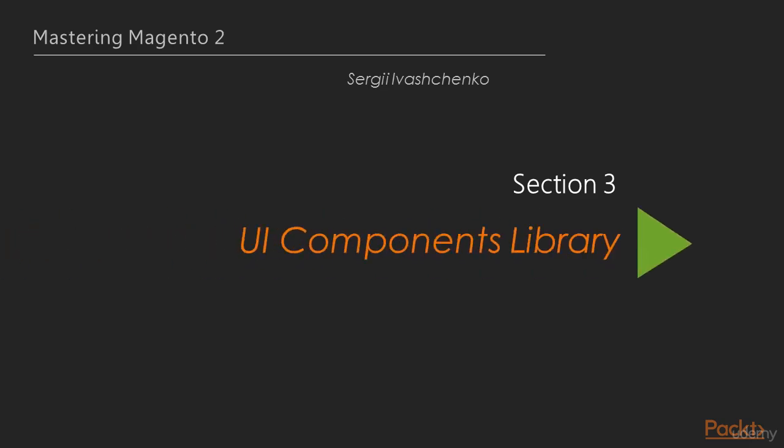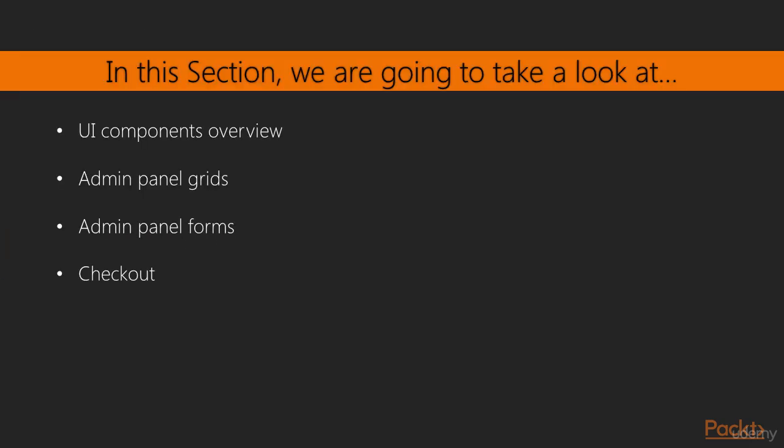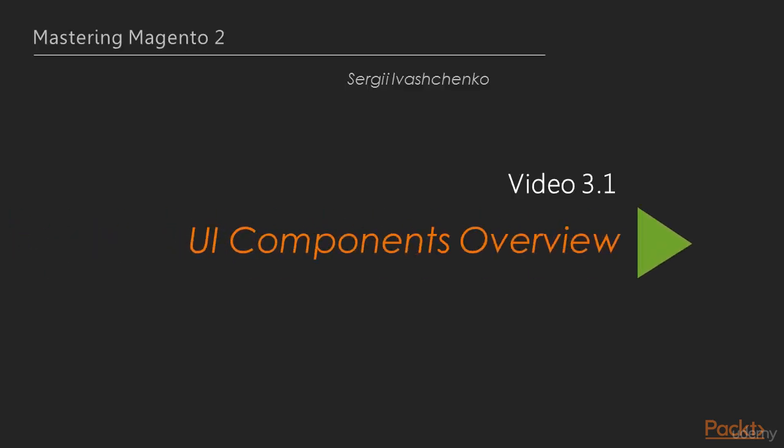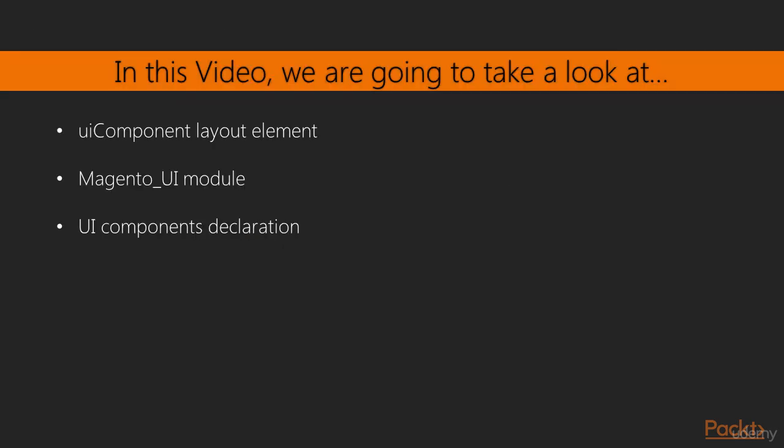This section is called UI Components Library. In this section we are going to take a look at UI components in general, admin panel grids, admin panel forms, and checkout. This video is called UI Components Overview, and here we are going to take a look at UI component layout element, Magento UI model, and UI components declaration.